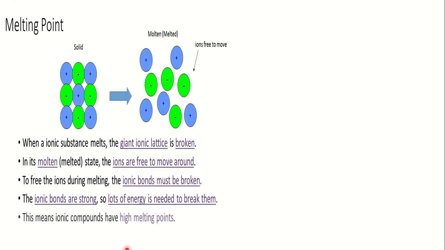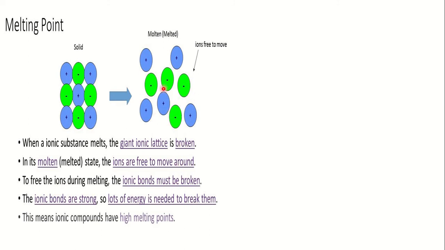Look, this is an ionic compound. When heat is given to this ionic compound, the ionic bond is broken and the ions freely move in the melted condition of the ionic compound. When an ionic substance melts, the giant ionic lattice is broken. In the molten state, the ions are free to move around.